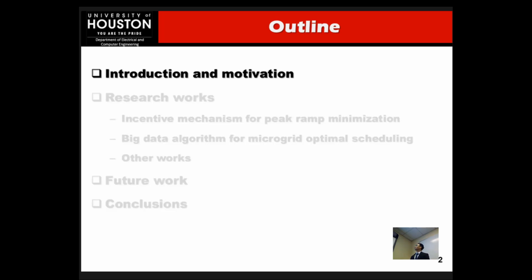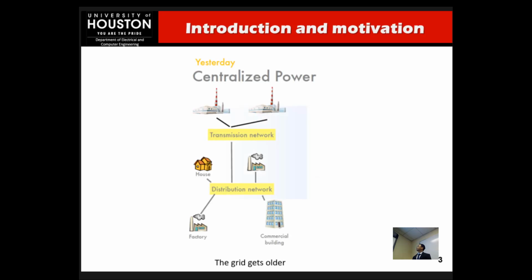So first, let's talk about why we need big data for distributed resource management. Here is the basic structure of the power system. Basically, the power is generated from the central power plant and delivered to the customer through the transmission and distribution network. But this is not efficient because of the centralized operation nature.